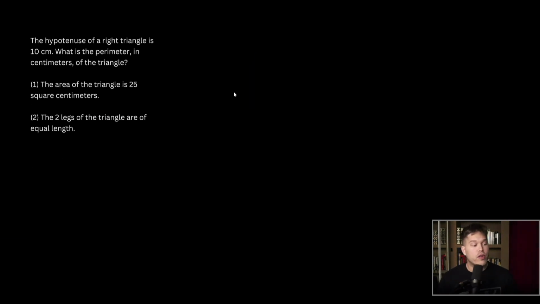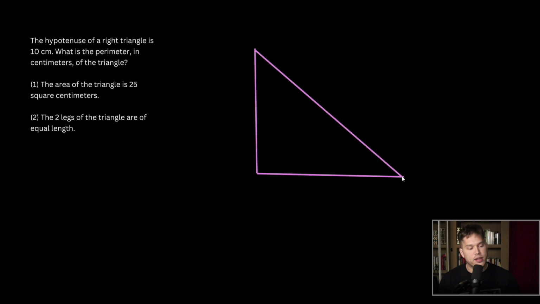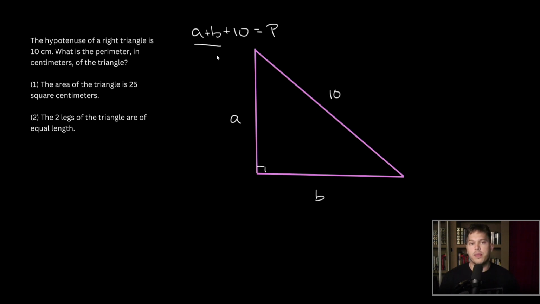The hypotenuse of a right triangle is 10 centimeters. What is the perimeter in centimeters of the triangle? Okay, so let's sketch out a right triangle with a hypotenuse of 10. So here we have some right triangle with a hypotenuse of 10, and we want to find the perimeter. So we know that A plus B plus 10 equals our perimeter. So in essence, we really just need to find what is A plus B. If we know what A plus B is, then we are able to determine our perimeter.